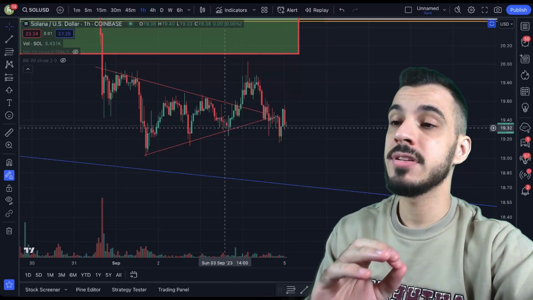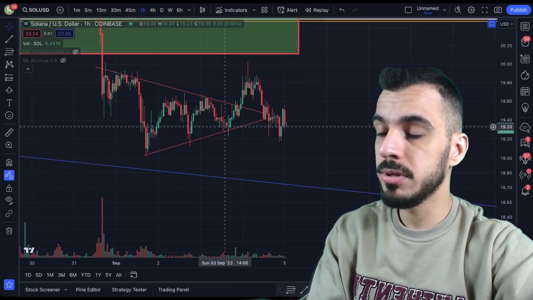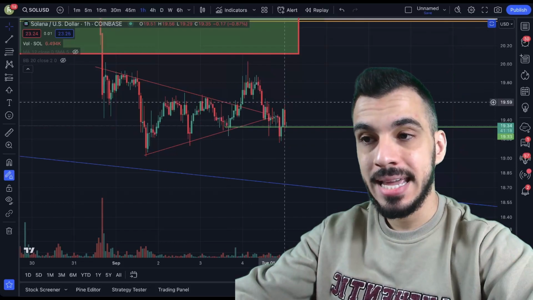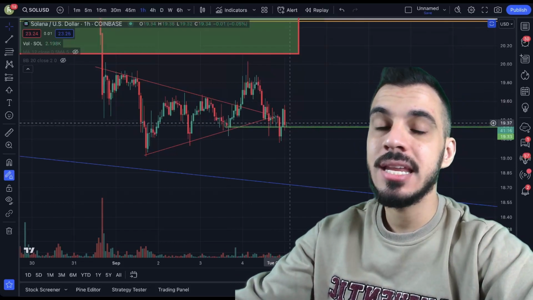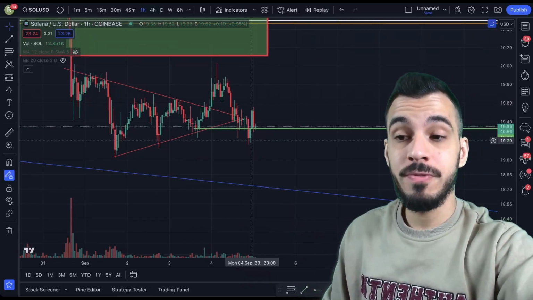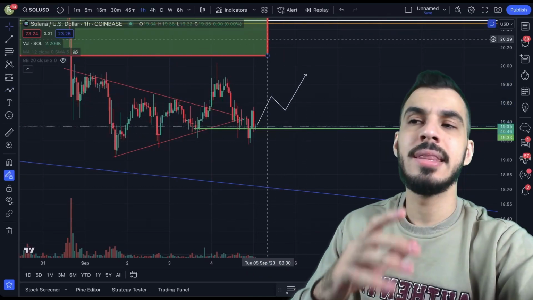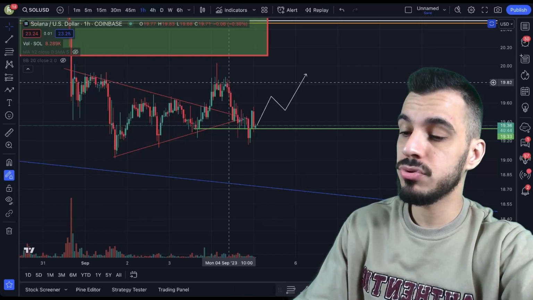And for Solana we have a similar scenario. We broke below the level of this support right here and came all the way back again. Now we are retesting it as a support, and if we are not going to fail here, we probably are going to see a continuation to the upside, at least to retest once more the previous resistance.